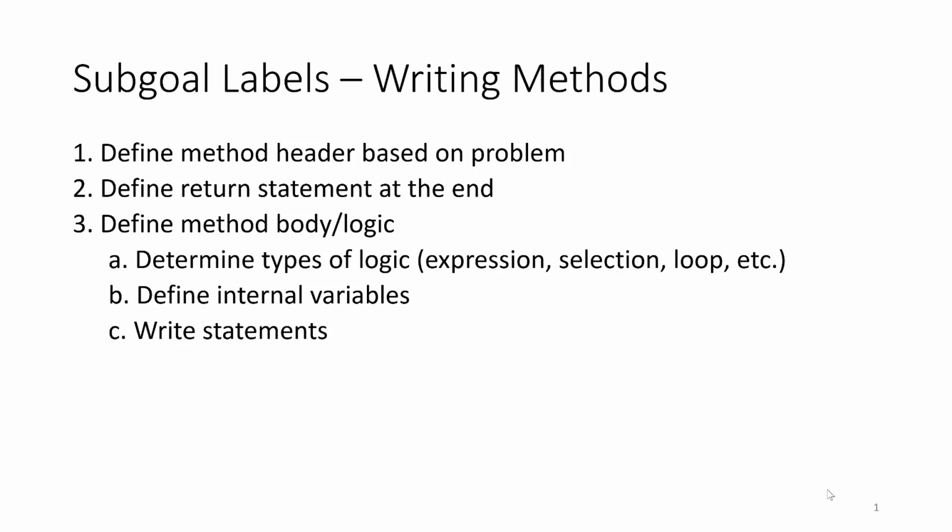This is the worked example for writing method headers. The subgoal labels for writing methods include: first, define the method header based on the problem. That's what these examples will be going over.